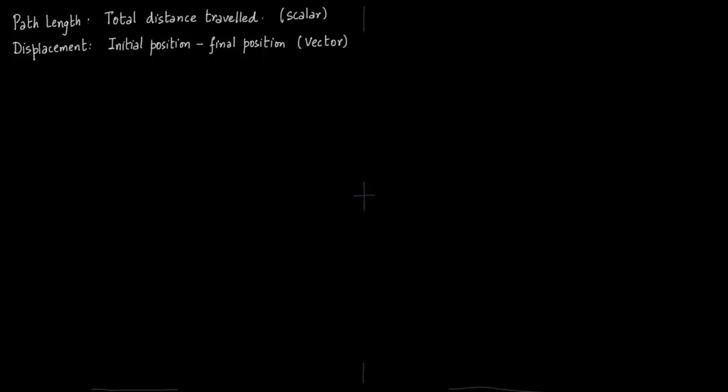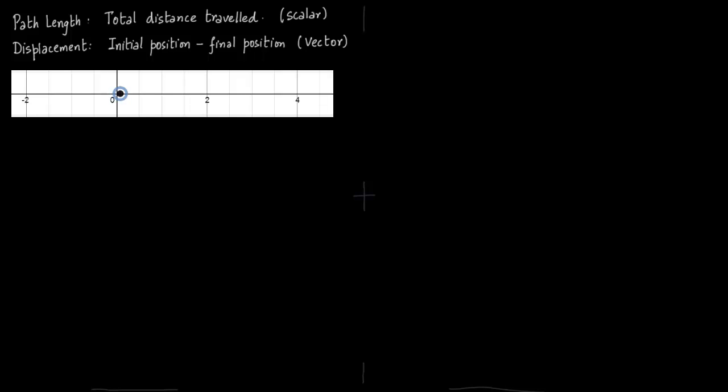So we have a ball. It starts at 0, goes to 4, and comes back to 0. We will label 0 as origin O and 4 as point A. So the ball is going from O to A and then back to O. Displacement in this case is 0 because the initial position and the final position of the ball are the same.